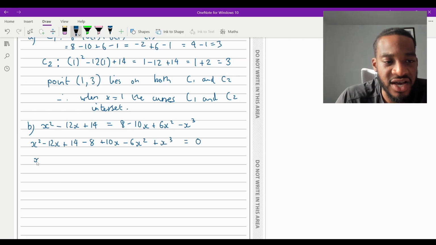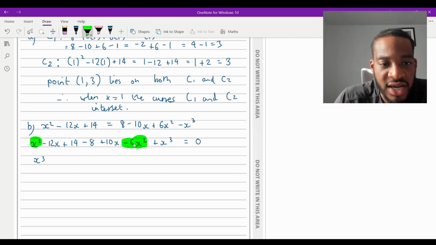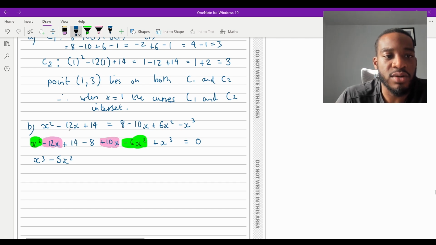Now tidying this up, I'm going to have x cubed, and then let's do the squared terms. I've got an x squared here, and I've also got a minus 6x squared here. That's going to give me minus 5x squared. And then the x terms is going to be a minus 12x, and I'm going to add on 10x. Minus 12 plus 10 is a minus 2, so it's going to be minus 2x here.